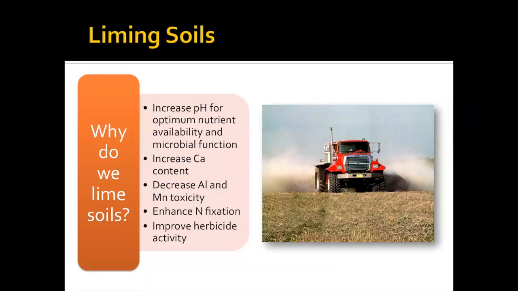The calcium and magnesium then get leached out into lower soil horizons, from the E horizon into the B and the C horizons, and eventually completely out of that soil profile. Well, what do farmers do about it? They will lime, they will increase the pH and try and get that optimum pH between 6.5 and 7. That'll also increase the calcium content and reduce aluminum and magnesium toxicity. There is also the element that they can enhance nitrogen fixation, because if your soil pH is too low, it's going to suppress the growth of that bacterium, the rhizobia bacterium.